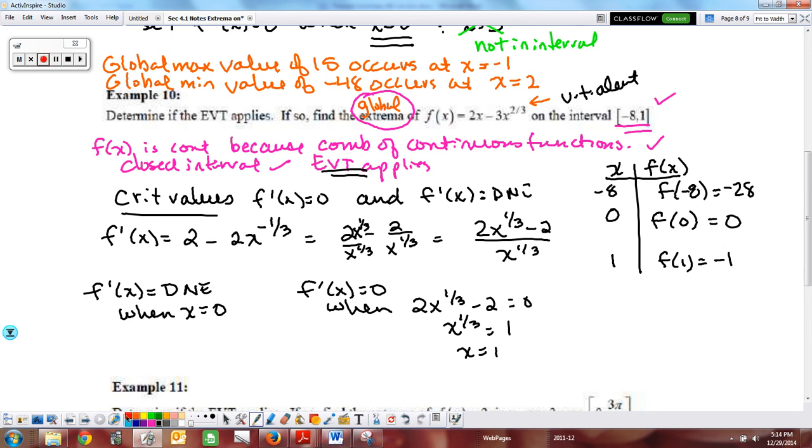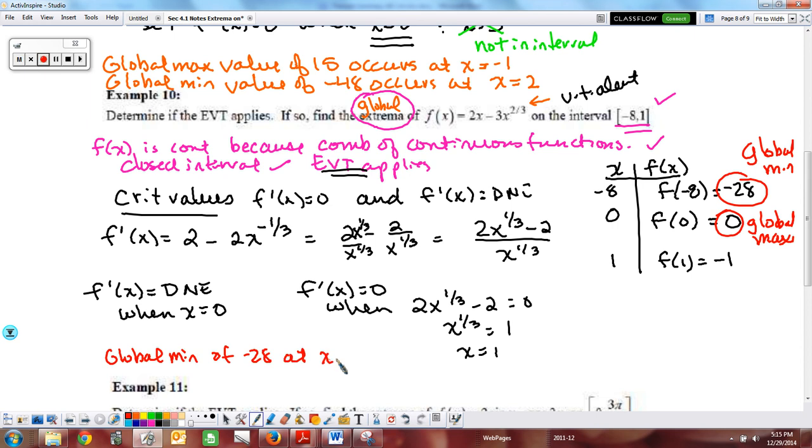And then we scan through. We've got our list. Our endpoints are critical values. The lowest, that's my global min. And the highest, that's my global max. So we would basically state that we have a global min of negative 28 at x equal to negative 8. And we have a global max of 0 at x equal to 0. And then we're done with that problem.